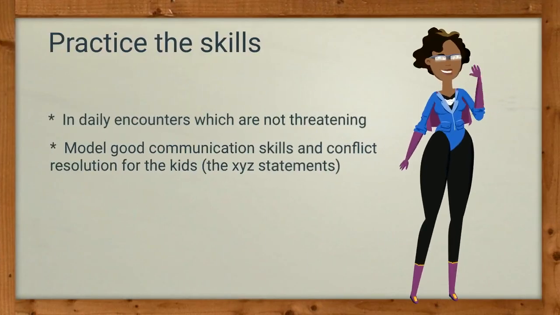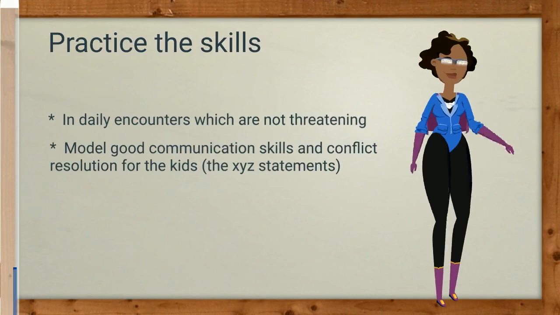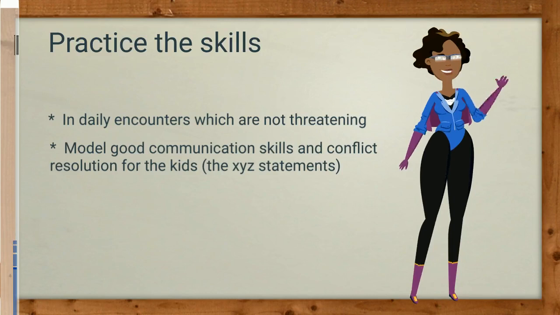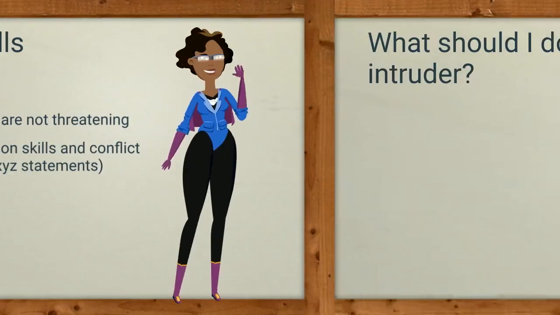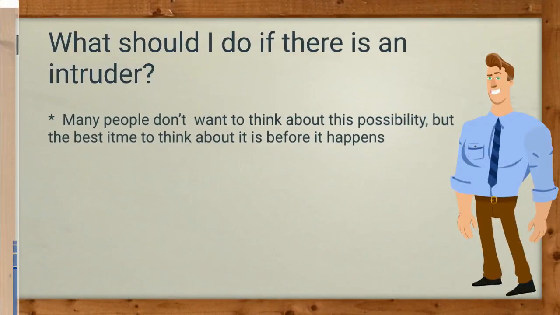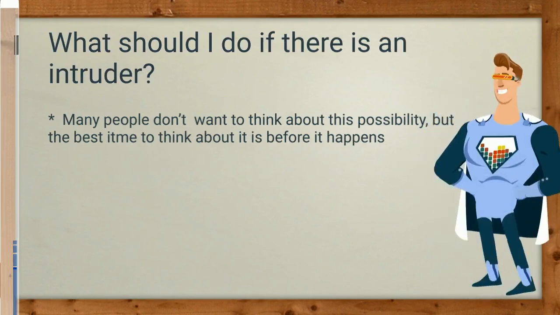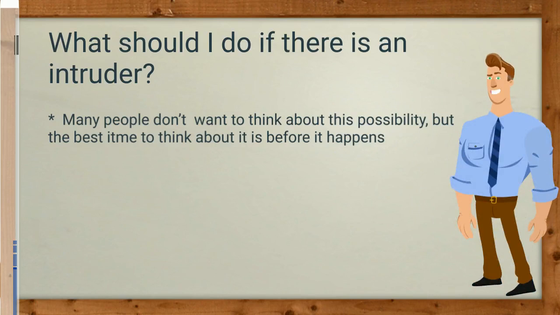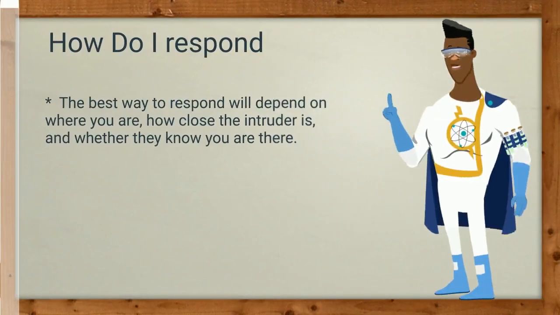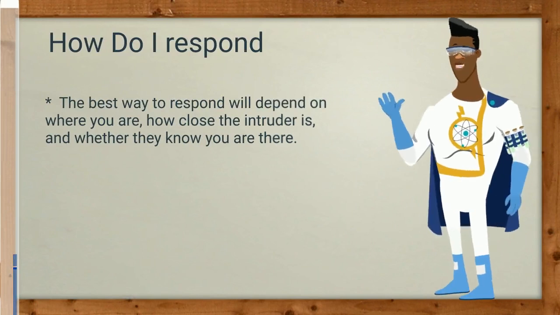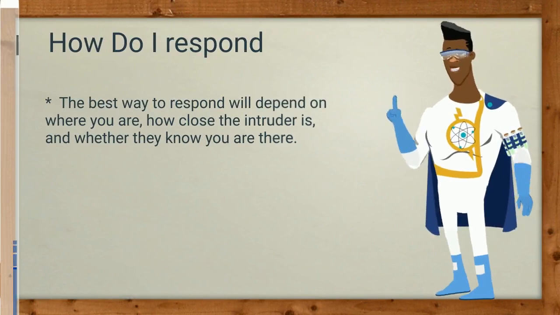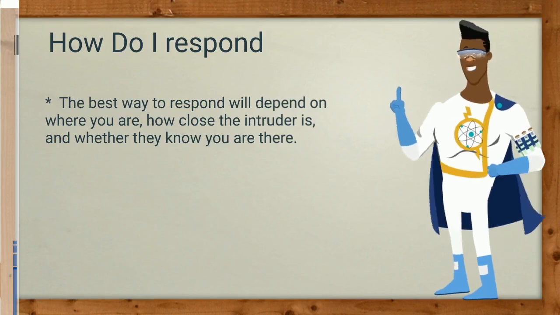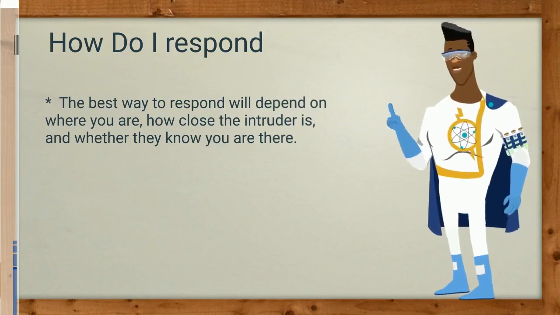So practice these skills in daily encounters which are not threatening. Model good communication skills and conflict resolution for the children. What should I do if there's an intruder? Many people don't want to think about the possibility, but the best time to think about it is before it happens. How do I respond? This depends on your particular situation. The best way to respond will depend on where you are, how close the intruder is, and whether they know you're there.